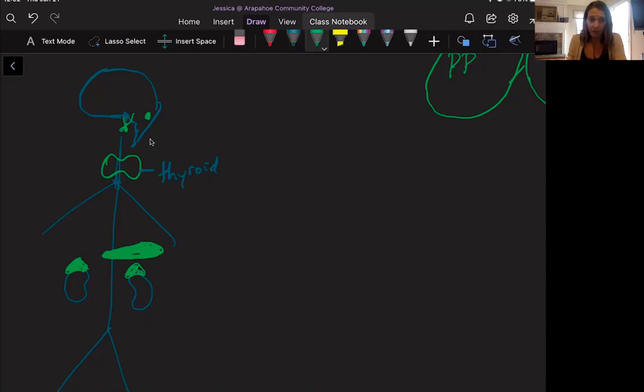So the thyroid gland, right, is going to release thyroid hormone. That one's pretty straightforward. And technically it's actually T3 and T4. Thyroid hormone is responsible for metabolism, and so every cell in the body is going to be a target for T3 and T4. It goes everywhere.